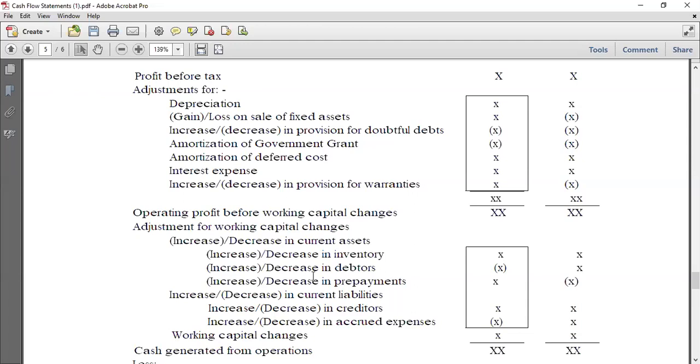You'll appreciate this even as we try to look at one of the questions, okay? How we would play with these things. Similar to prepayments, same principle, okay? And then we also look at the increase or decrease in current liabilities. Now, liabilities also have an effect on cash, okay?